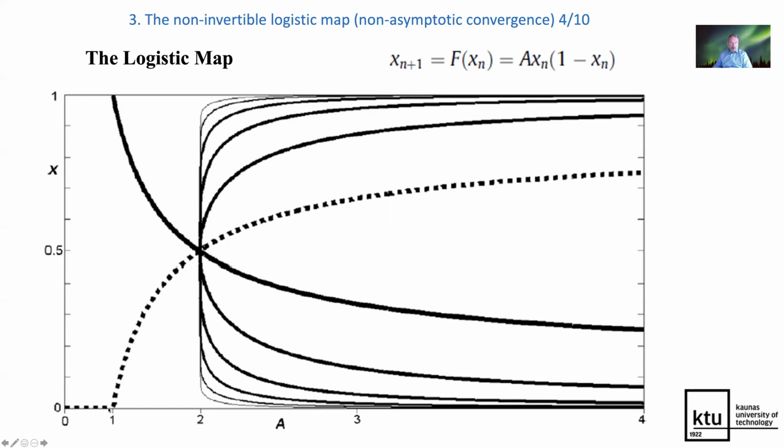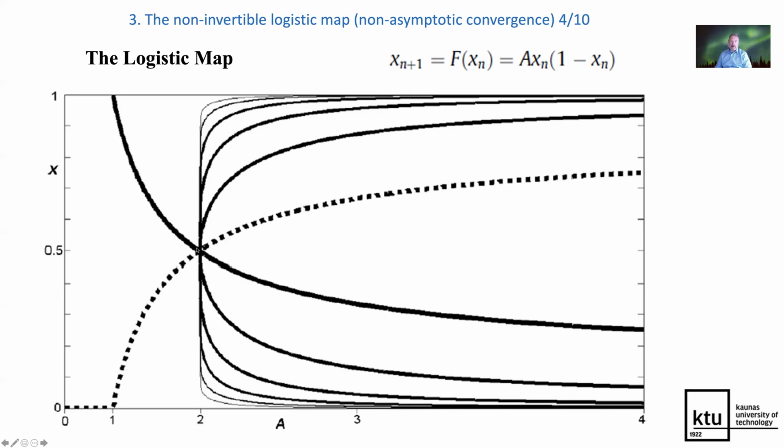Until the moment when the parameter A is less than 1, the stable fixed point is equal to 0, and then it tends to 1 minus 1 over A, and here's the pre-image of the stable fixed point. So the stable fixed point is denoted in a dashed line, and the thick black line shows the pre-image, the first pre-image.